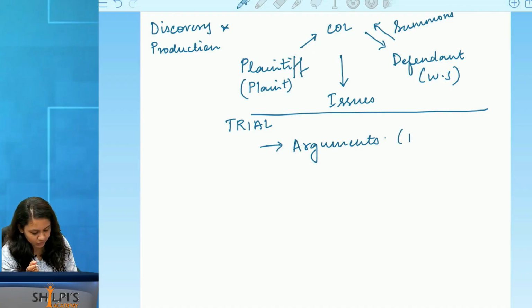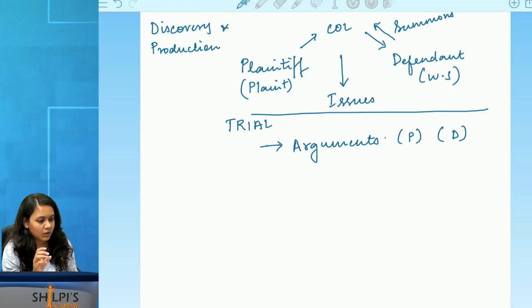Arguments are done first by the plaintiff, followed by the defendant. Now, every time arguments are made, there has to be counter arguments. So, arguments include counter arguments.